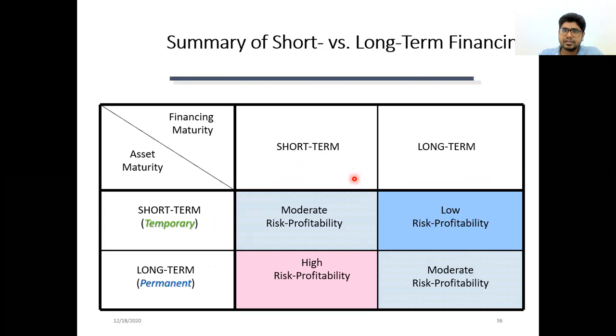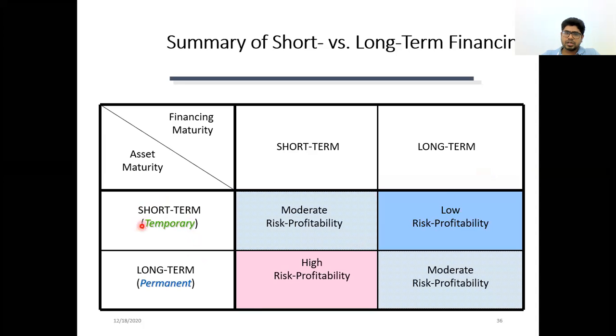And here is a summary of short-term and long-term financing. Here, asset maturity. Here there are two portions of working capital. One is permanent working capital and the other is short-term temporary working capital, sometimes called fluctuating working capital. And there are two ways of financing that working capital. One is short-term financing, for example bank overdraft, and the other is long-term financing, say equity financing.